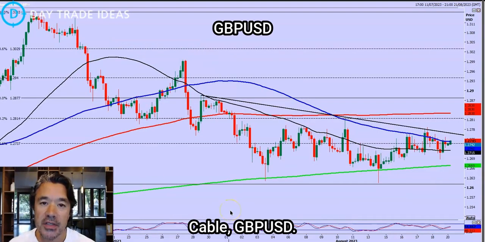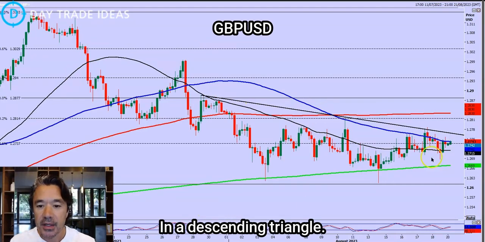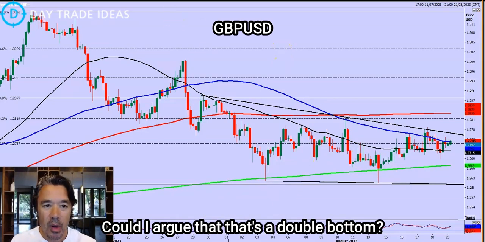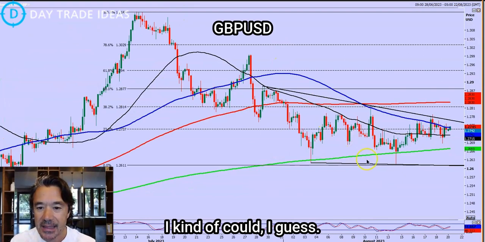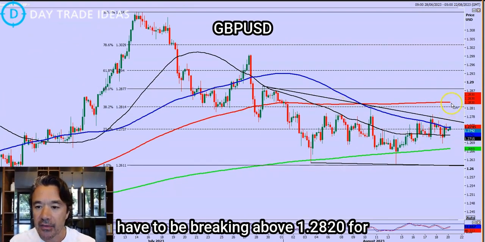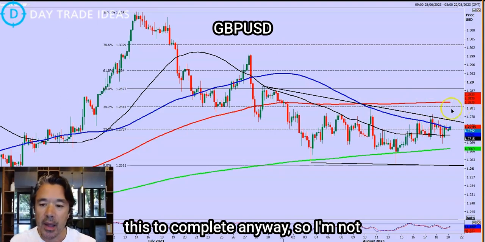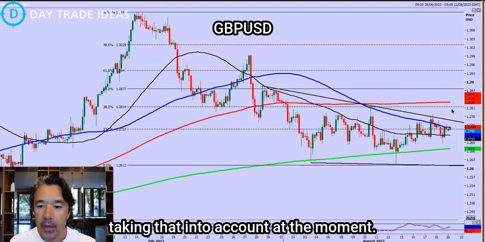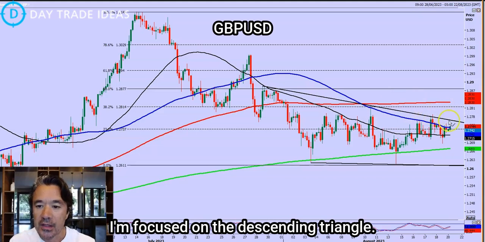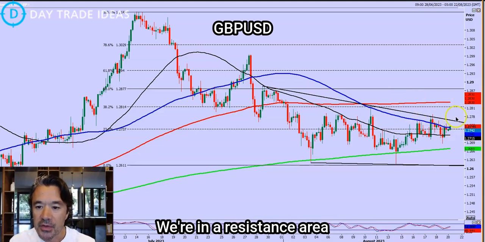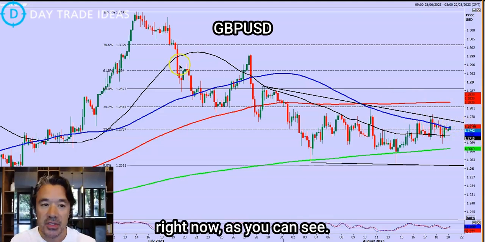Cable, the pound versus the US dollar, in a descending triangle. Could I argue that that's a double bottom? I kind of could, I guess, but I'm not convinced. And we'd really have to be breaking above 128.20 for this to complete anyway. So I'm not taking that into account at the moment. I'm focused on the descending triangle within a resistance area right now, as you can see.